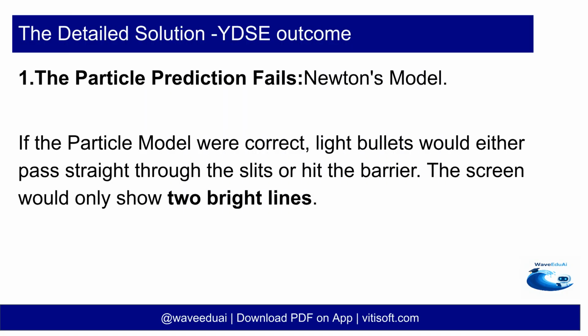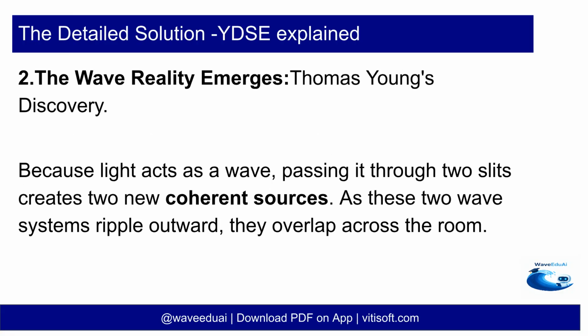If we look at the results, the particle model fails. Based on that model, we would only expect to see two bright lines, which does not match our experimental findings. The wave reality emerges when we observe the experiment. Light passing through the slits creates coherent sources, leading to the ripple effect that defines wave behavior.